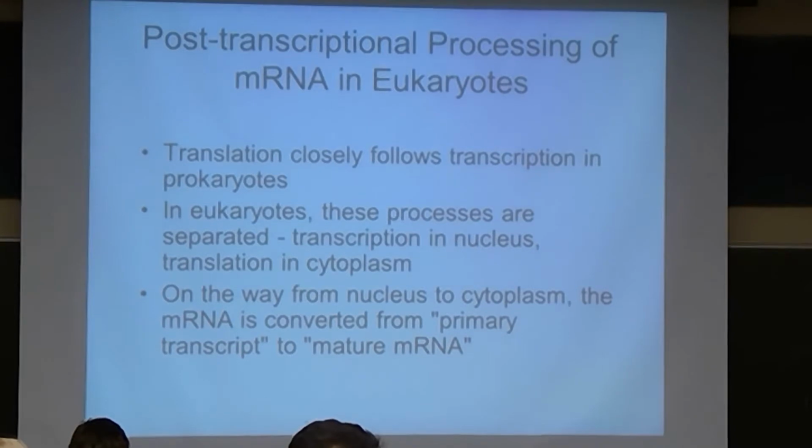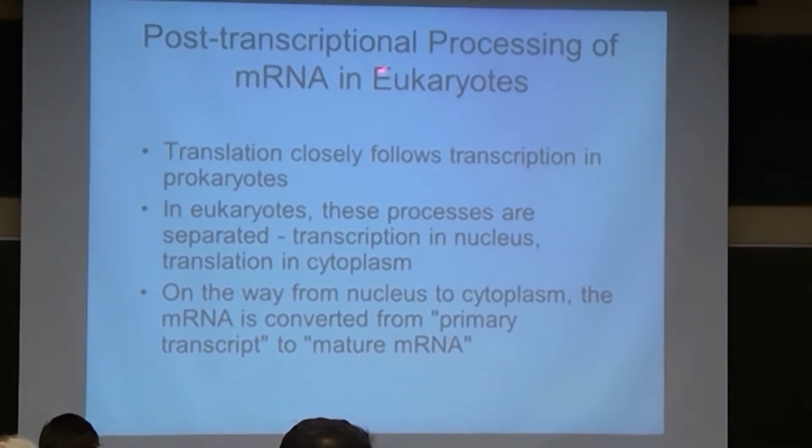This is called post-transcriptional processing of mRNA in eukaryotes. In the other class we discussed the difference between prokaryotic genes and eukaryotic genes, correct? Prokaryotes are polycistronic, eukaryotic is monocistronic, correct? A single gene is coded by a single promoter. And eukaryotic genes are interrupted genes. There are exons and introns, correct? The introns are intervening sequences and exons are protein coding sequences, so the introns need to be removed.